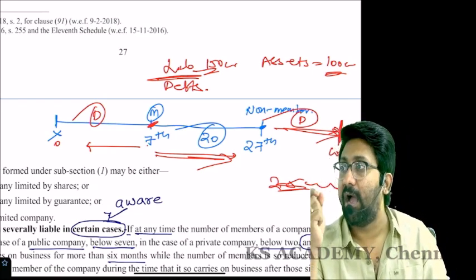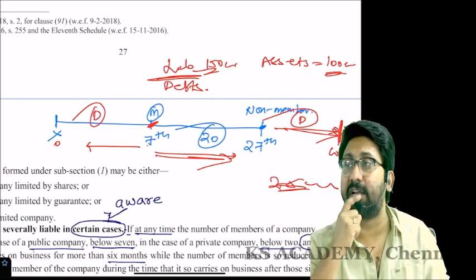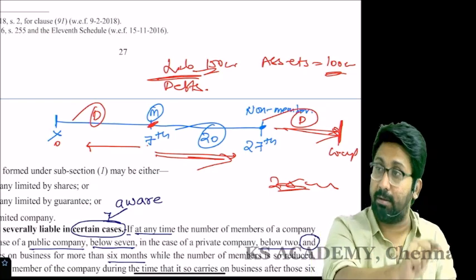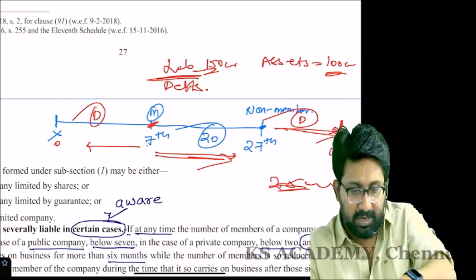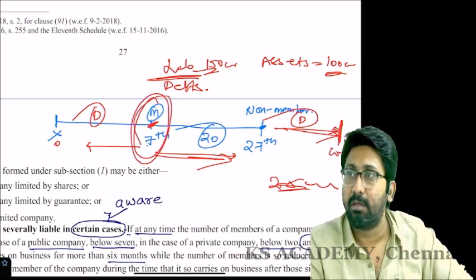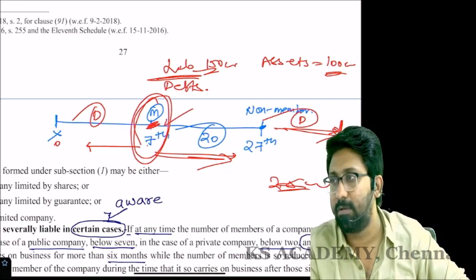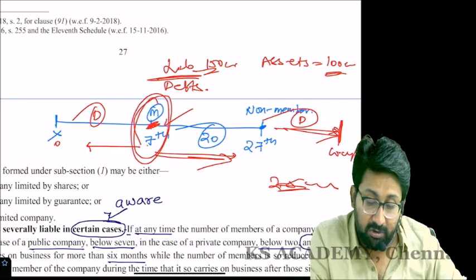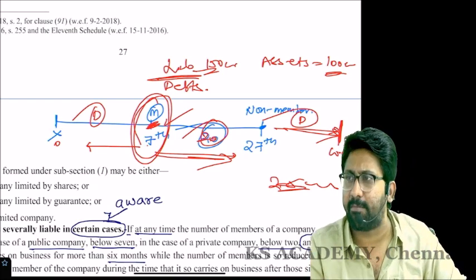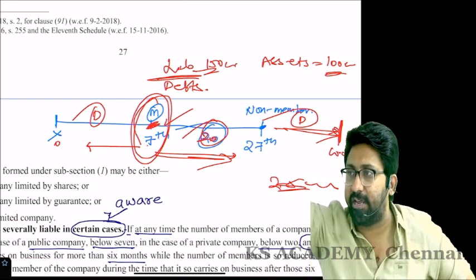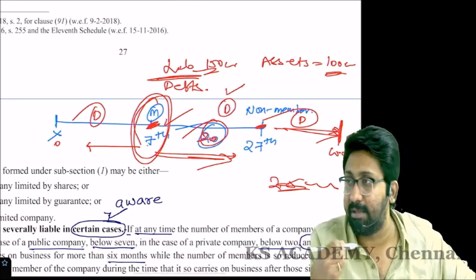Number 1, I will be liable to pay the debts of the company from before I became a member. The day on which you became a member, whatever the debts are on that day, for that I will become liable. After I became a member, over 20 years some debts are taken and some debts are paid. I am talking about those which are outstanding after 20 years. So for those, during this time, I will be liable.